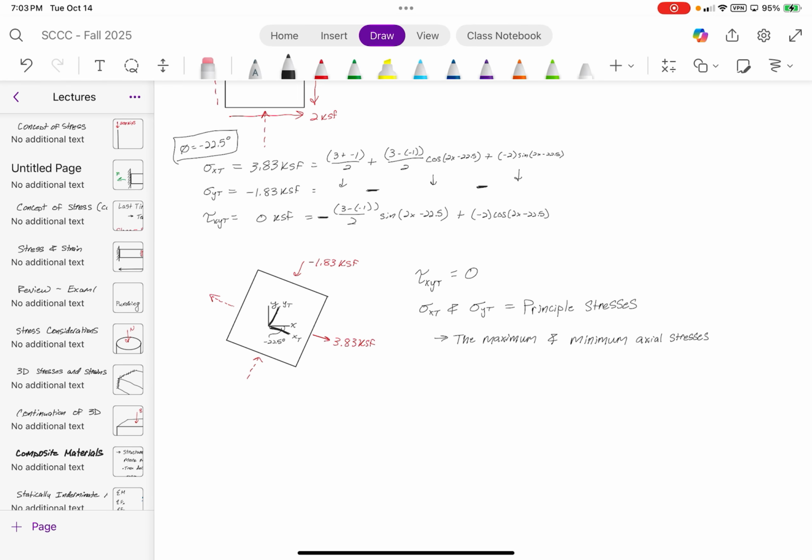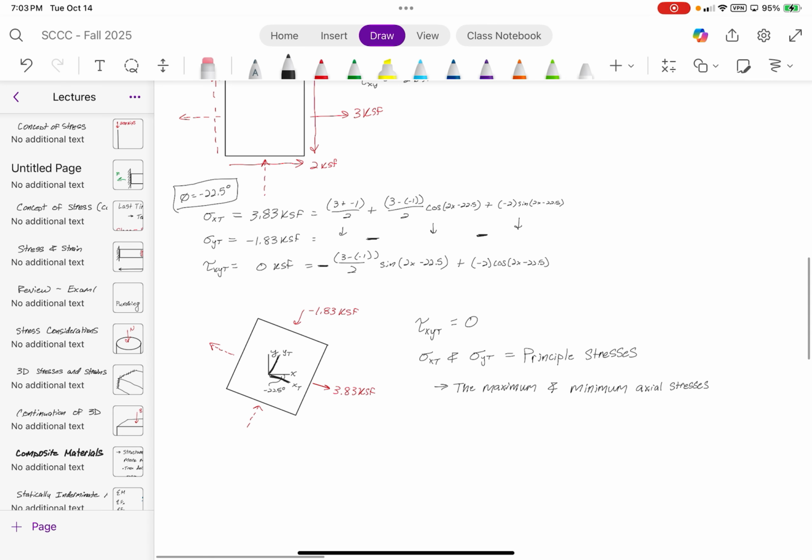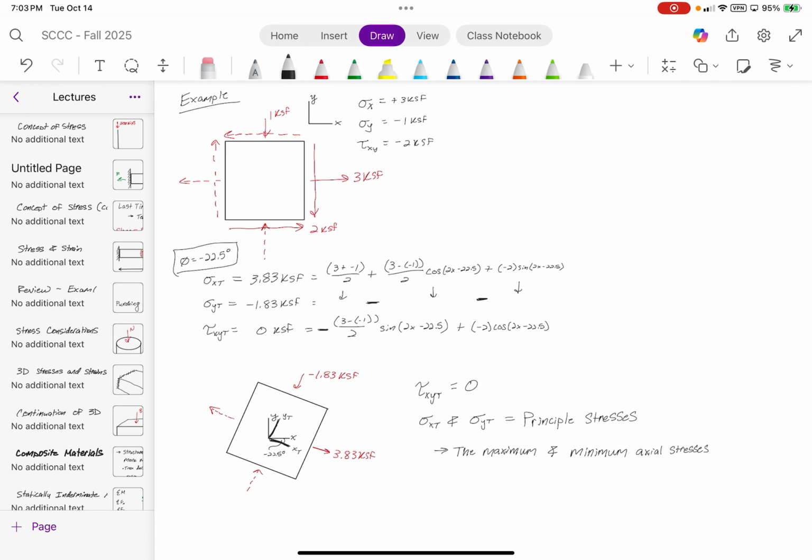So this means that if you're designing a member for axial compression, these are the stresses you want to use. Not 1 KSI, not the 3 KSI. You want to be using the negative 1.83 and the 3.83 when you're designing for tension and compression, respectively. Does that make sense? Because then if you're designing for 1 KSF and 3 KSF, you're neglecting 0.83 KSF in tension and compression for each one, right? Which means it'll fail along this particular plane.